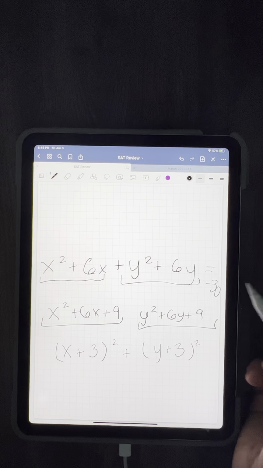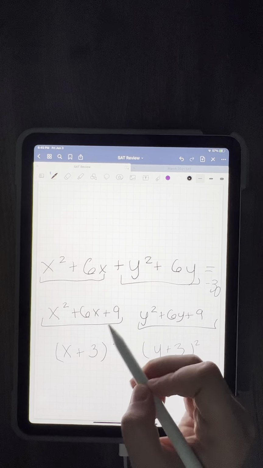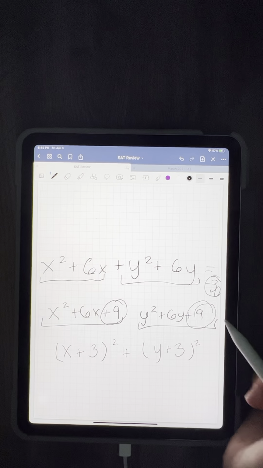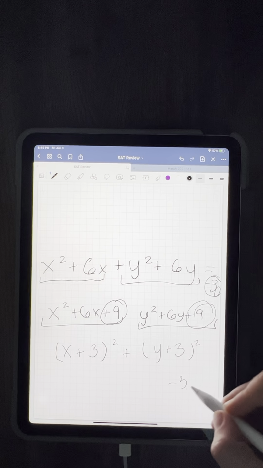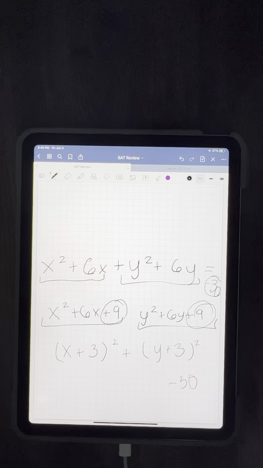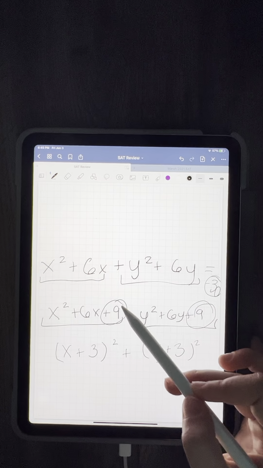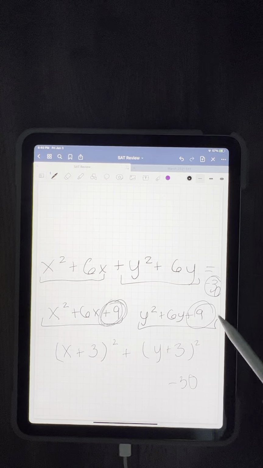And don't forget, when you actually solve this, you're going to have to add this 9 and add this 9. Do not forget about them. You just added them to the equation. You have to add it to this side too. So when you do negative 30, I mean, obviously this is not a really good question because I didn't figure it out before. But you're going to basically add whatever numbers you added to these to the right side. That way, if they do ask you to find the radius, you get the right number.